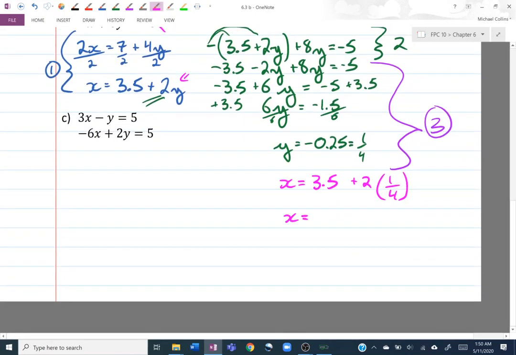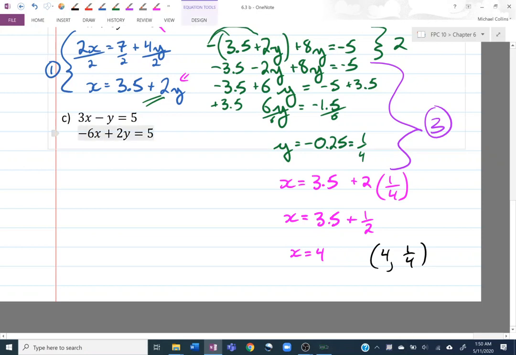x is equal to 3.5 plus 2 times a quarter, which is, I believe, a half, which means that x is equal to 4. So my final solution is going to be my y value, which is a quarter, and my x value, which is 4. So I end up with 4 and a quarter.